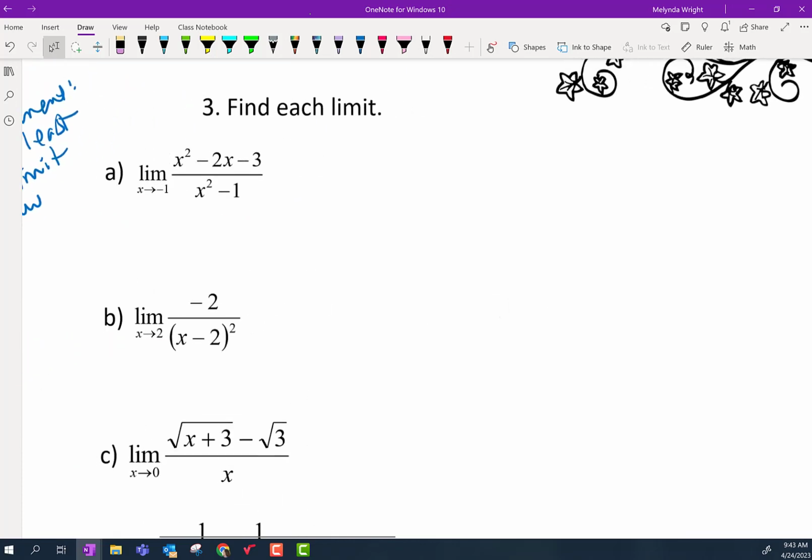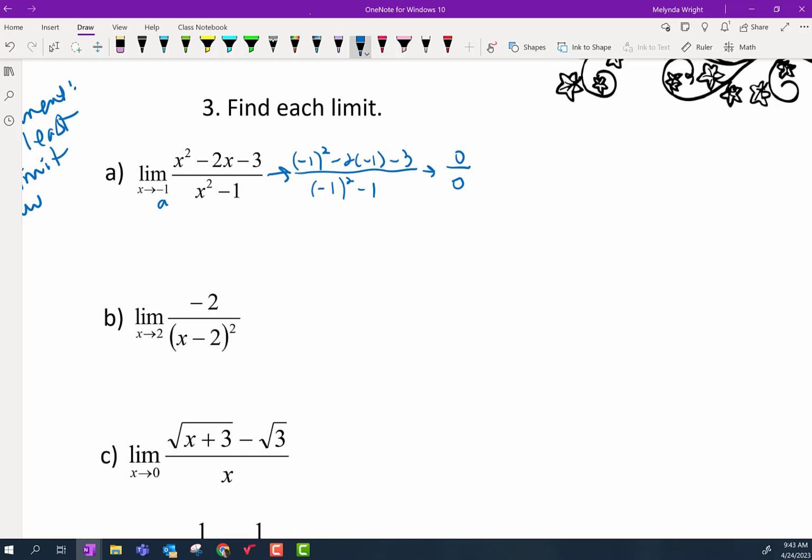So first step, we plug the -1 in. That's the first step to every single limit. This is A, right? Whatever that value is, you want to plug that in. So we get -1 squared minus 2 times -1 minus 3 over -1 squared minus 1. Let's see, what is that? That gives me 1 plus 2 minus 3, that's 0. In the bottom, we have -1 squared, which is 1. 1 minus 1 is 0. So this is a type 2. This is an indeterminate form.